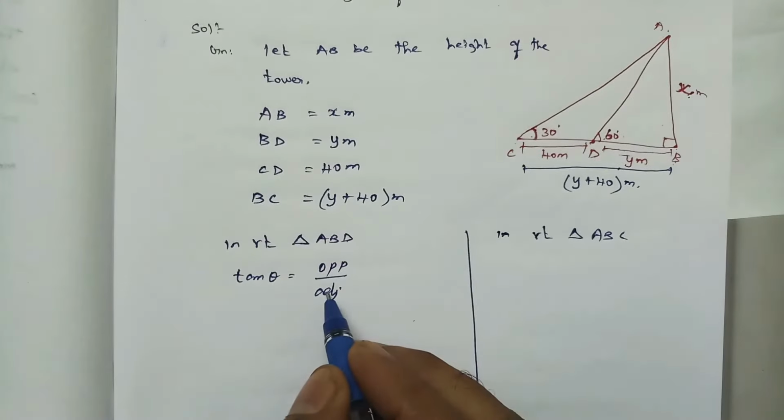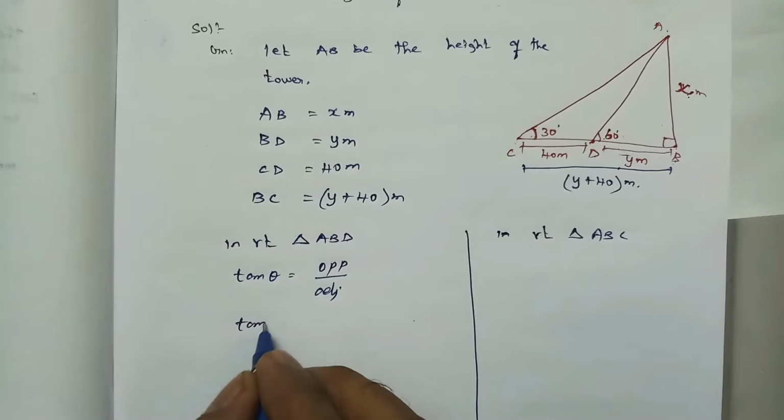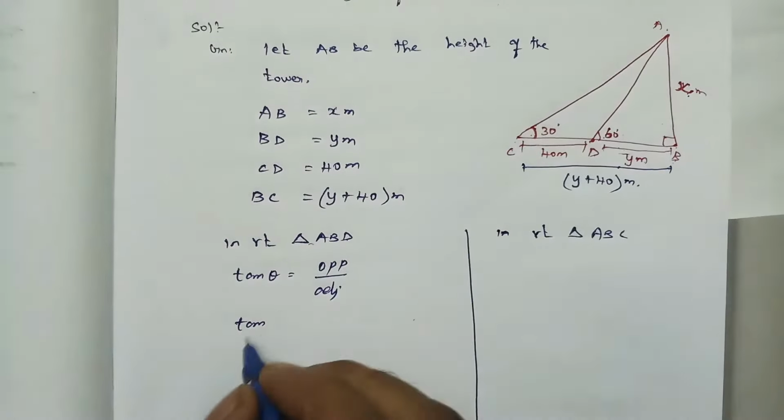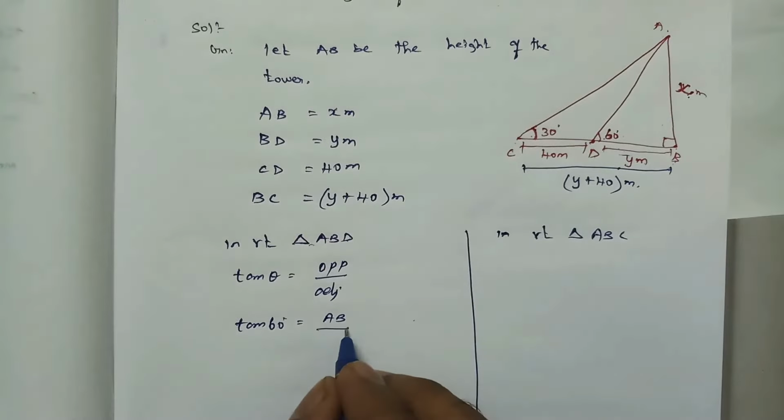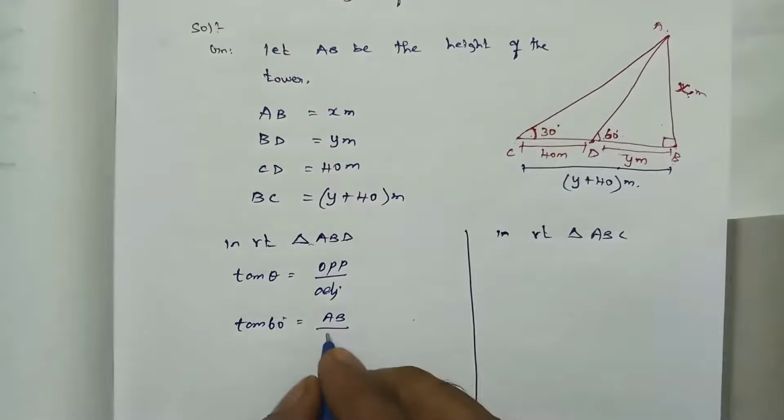So tan theta is equal to opposite side by adjacent side. What is theta for triangle ABD? It is nothing but 60 degree. So tan 60 degree is equal to the opposite side, that is AB, divided by BD. What is the value of tan 60? Tan 60 is root 3, which is equal to AB, that is X meter, divided by Y. Taking this Y to the LHS, divide will become multiply. So X is equal to Y root 3, right?